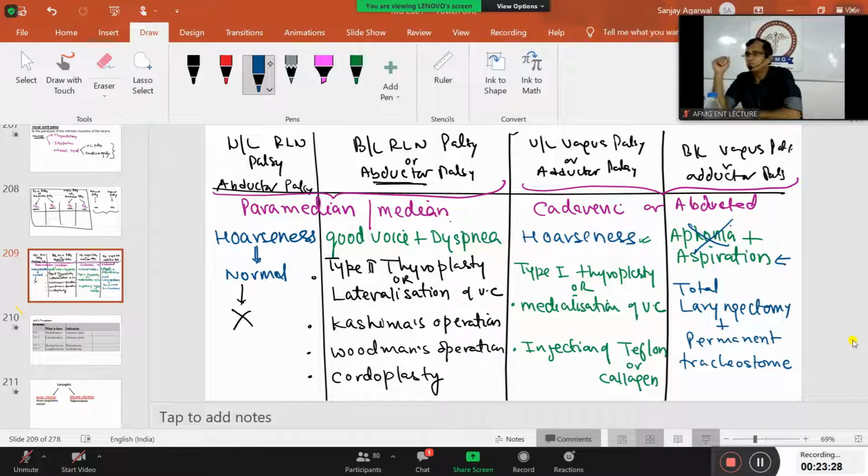From the name you understand, you have to remove the entire larynx. So you can't remove the larynx just for simple reasons. You will only remove the larynx if life is in danger. Otherwise, you don't remove. Okay, so position, main complaint, and surgery are very important. So this slide is very important.